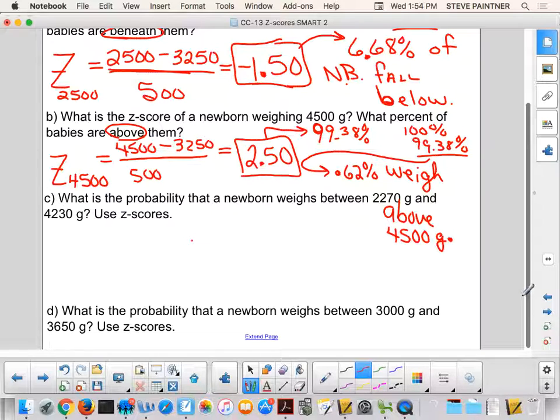What is the probability that a newborn baby weighs between 2270 and 4230? Do me a favor. You guys do z-scores for 2270. You guys do z-scores for 4230.